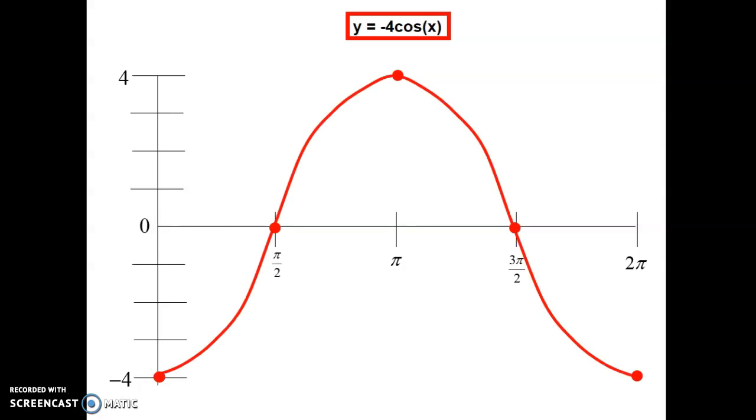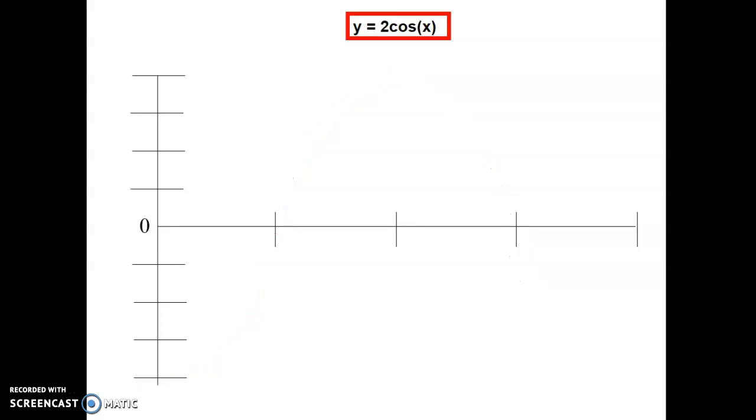Now again, if you look at the points for pi over 2 and 3 pi over 2, and you go up or down from those to the highest peak or the lowest valley of your cosine graph, it is an amplitude of 4. There's a distance of 4 between those points. Okay, let's try another one. So we have 2 cosine of x.